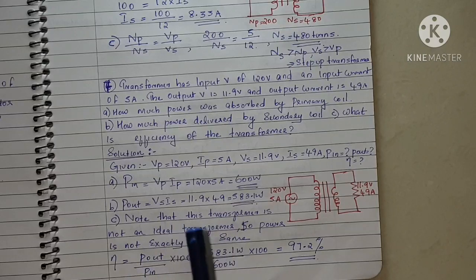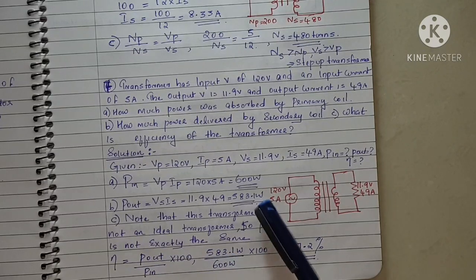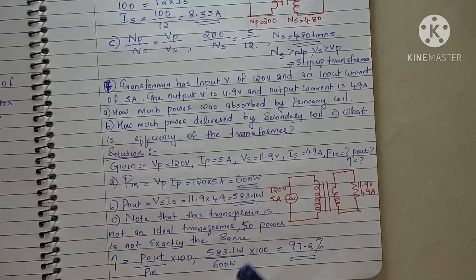This is not an ideal transformer, so power is not exactly the same. So we can use the equation for efficiency as P out by P in into 100. That is, P out is 583.1 watt divided by P in is 600 watt into 100. We'll get efficiency as 97.2%.